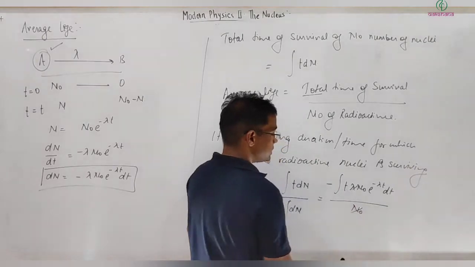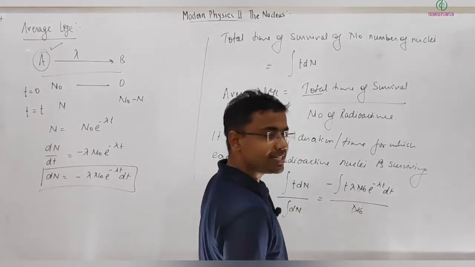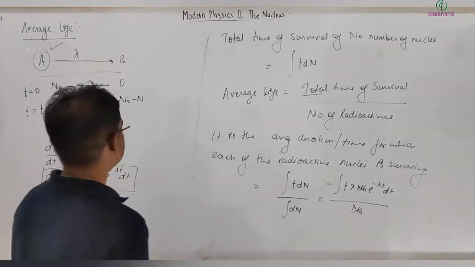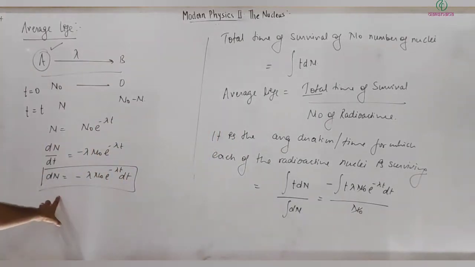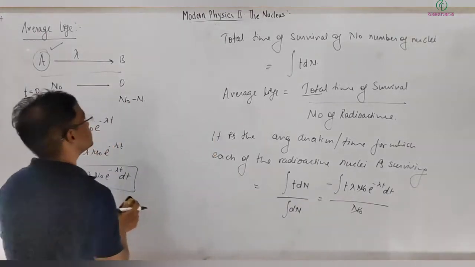N naught cancels here, and lambda is simply a constant coming out. We should understand this. Okay, let me create space here.